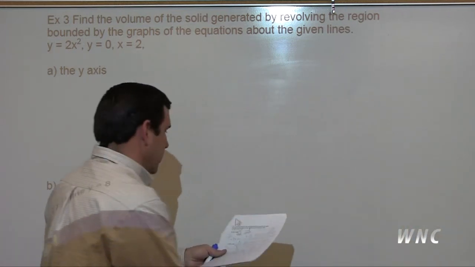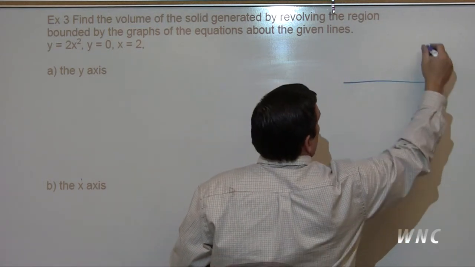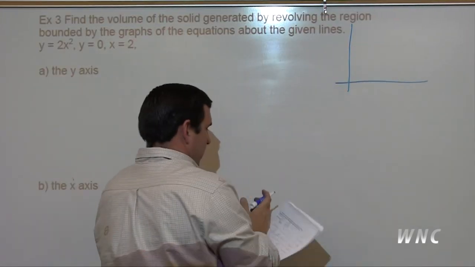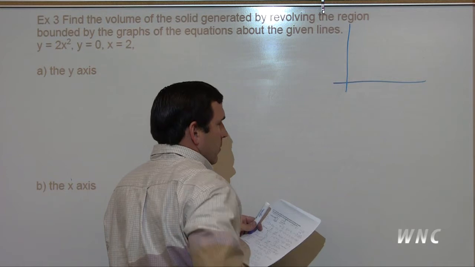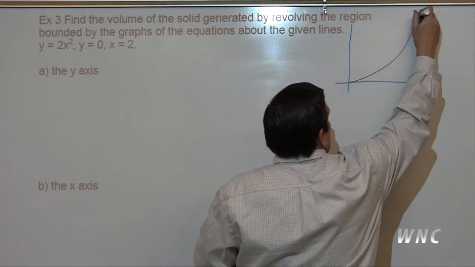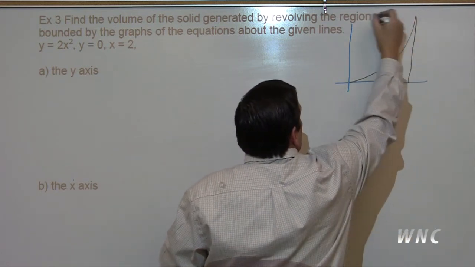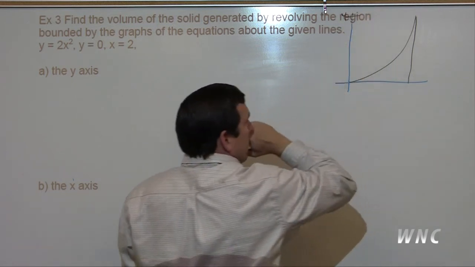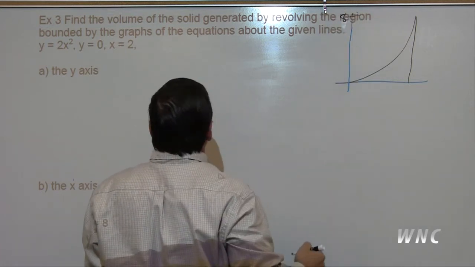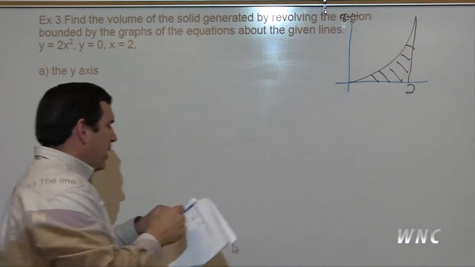Let's get a basic idea of the shape. Okay, so we have a parabola, and it's bounded by x equals 2 as a vertical line. So we know that this up here is 4. No, 2 squared is 4. This is 8. 2 times 4 is 8. That's our cross area.